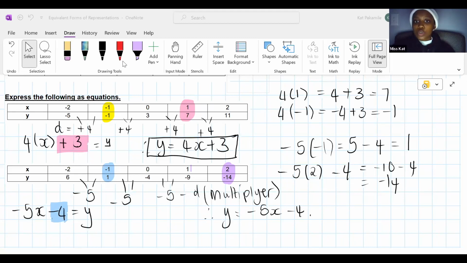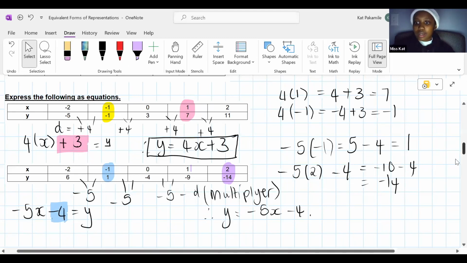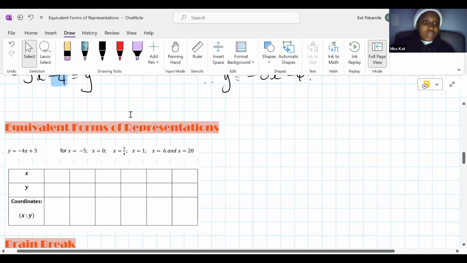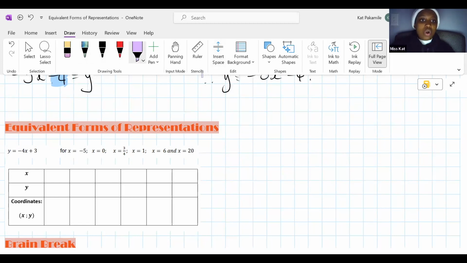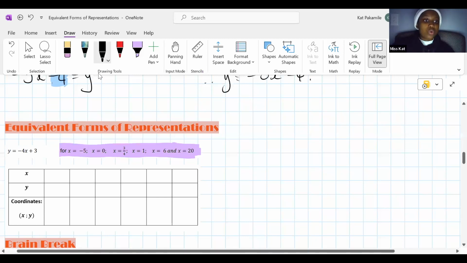Okay, guys, we have one more to do before our brain break. Still have time. In this case, we will be substituting. But if you look carefully here, they told us which inputs we should use. So this time we're not choosing for ourselves. We have been told we need to use the inputs of x equals -5, x equals 0, x equals 3/4, x equals 1, x equals 6, and x equals 20. So tell me, those x values that they gave me, where do I fill them in?